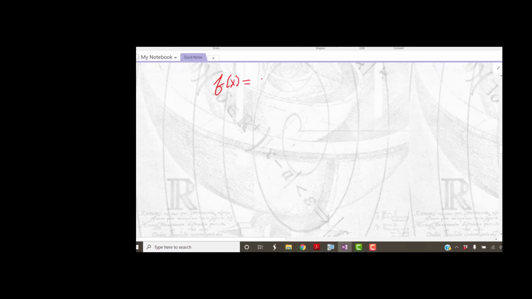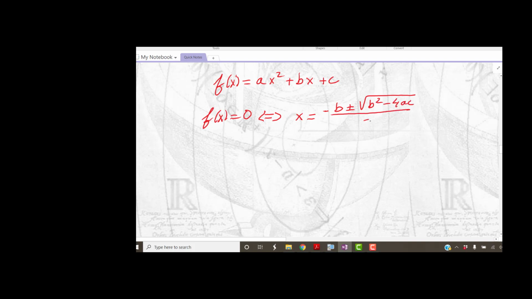Let's begin. If you're given a quadratic equation in standard form, f of x equals ax squared plus bx plus c, you know that if you want to solve the equation f of x equal to 0, for example, when you want to find the x-intercept, then you will have two solutions. x equals negative b plus or minus square root of b squared minus 4ac over 2a. This is called the quadratic formula. Now, please remember, this equation does not always have a solution. We'll talk about that later.